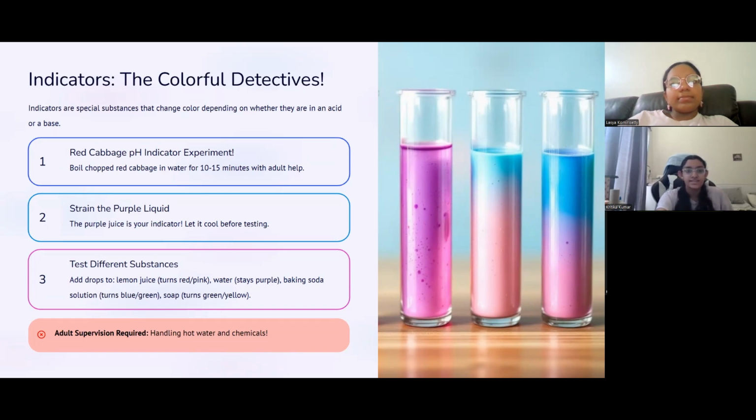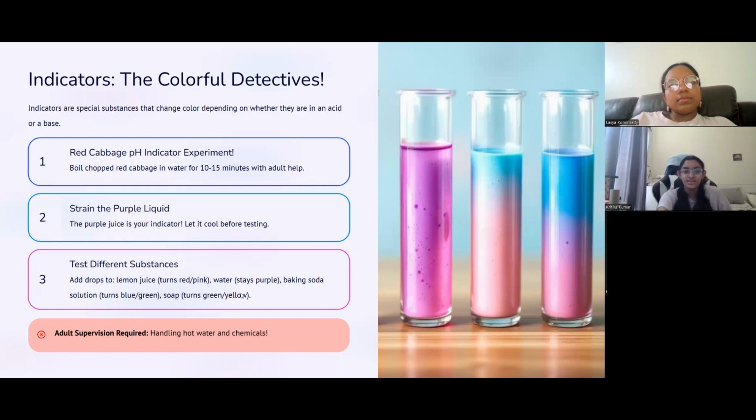And then strain the purple liquid. The purple juice is your indicator. Let it cool before testing. Now test different substances. Add drops to the purple liquid. Lemon juice should turn red or pink. Water should stay purple because remember it's neutral. Baking soda should turn blue or green. And soap should turn green or yellow.